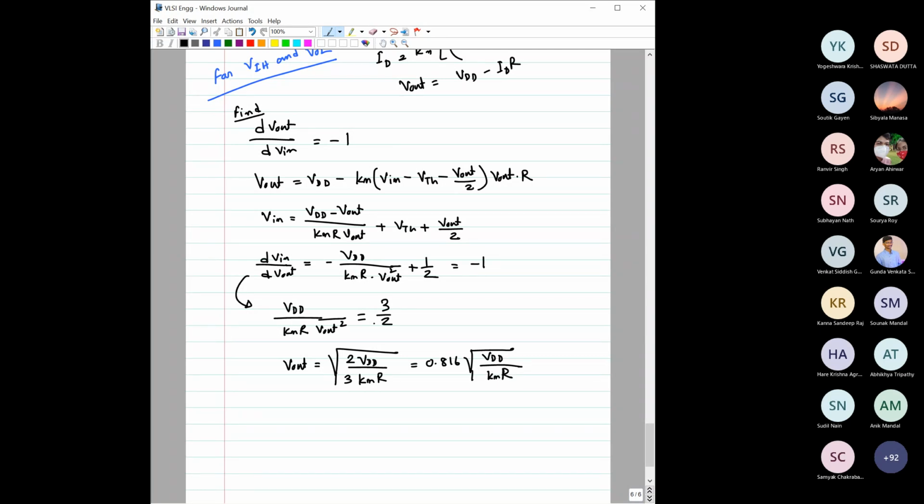Could you please tell me what will be the value, the expression, of this VOL and VIH?